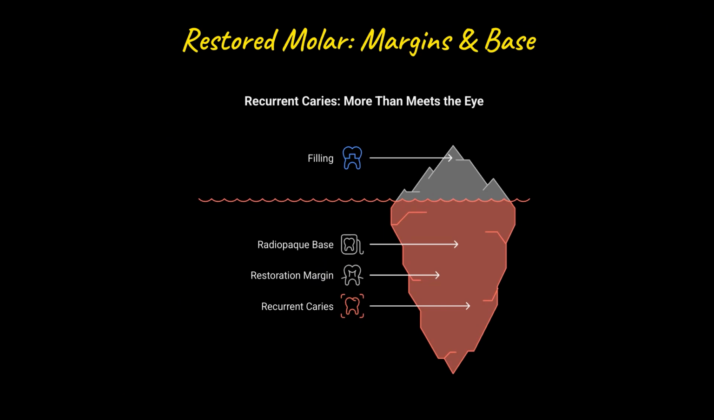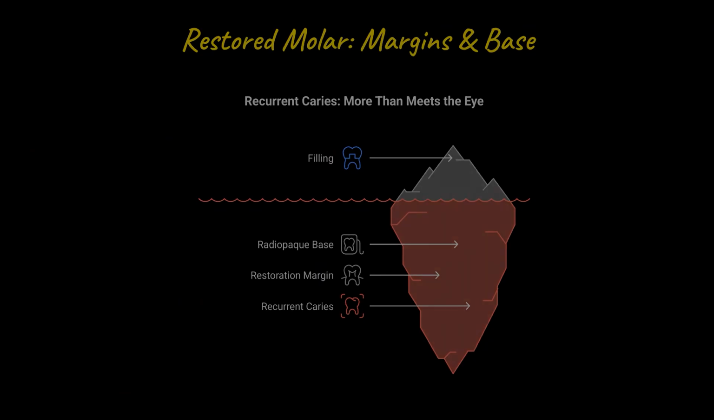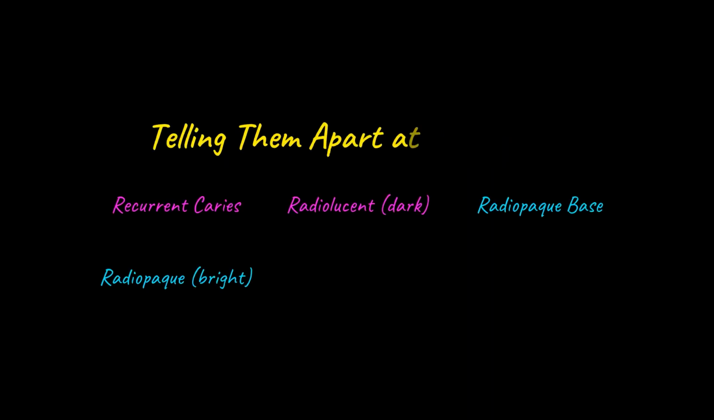Beneath the filling you may also see a bright radiopaque base, a placed liner that is intentionally dense so it can be identified. The difference comes down to density. Decay is demineralized tissue that stops little of the X-ray beam, so it reads dark. A base is a dense placed material that stops more of the beam, so it reads bright. That dark versus light contrast at the margin is the readable signal.